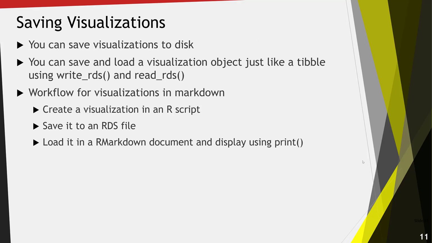So speaking of saving visualizations to your disk, there are a couple of different ways to do this. The first is that you can load and save a visualization object just like a tibble or any other data in R using the write RDS function, and then read it back using the read RDS function. This leads to a workflow that you might use for adding visualizations in R Markdown. What you might do is create a visualization in an R script, save it to an RDS file, then later in your R Markdown document, you may load that RDS file, put the visualization back in memory, and display it in the document using print.